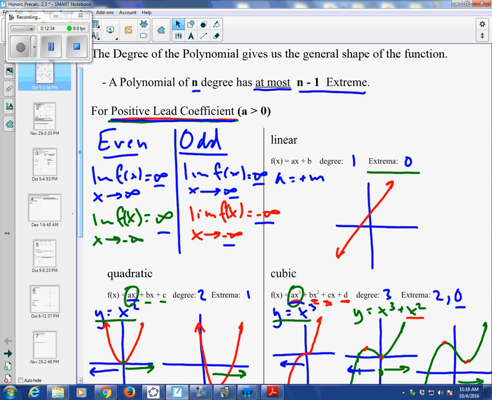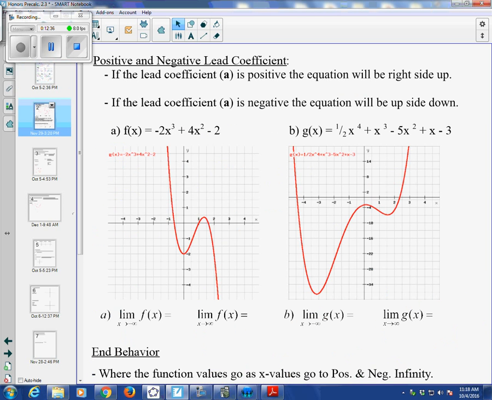Now, in general, that is always going to be the case when the lead coefficient is positive. But when the lead coefficient is negative, we're going to see that behavior flipped. So one way we can think about this is for a positive lead coefficient A, we will see the equation be right side up. So it's basically seeing that behavior that we observed on the last page. And if the lead coefficient is negative, we will see that behavior upside down. So basically we'll see the end behavior flipped.